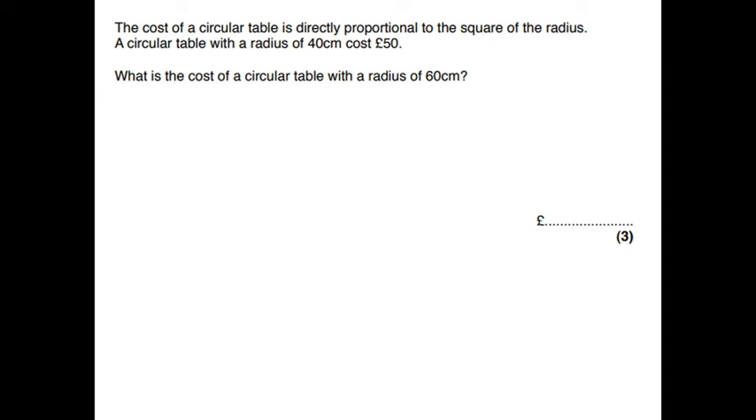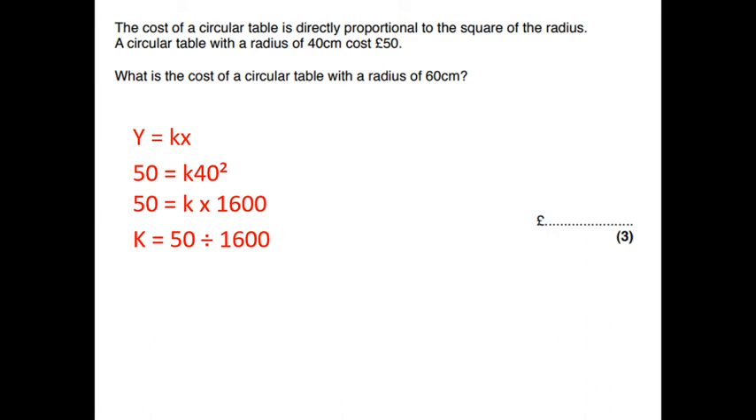Okay, welcome back. So the question, the cost of a circular table is directly proportional to the square of the radius. A circular table has a radius of 40 centimeters and it costs £50. What is the cost of a circular table with a radius of 60 centimeters? So as we have done throughout, we're going to write our formula, which I'm hoping you've realised on this one is y equals kx squared. So it's going to be 50 equals k multiplied by 40 squared. 40 squared is 1600.